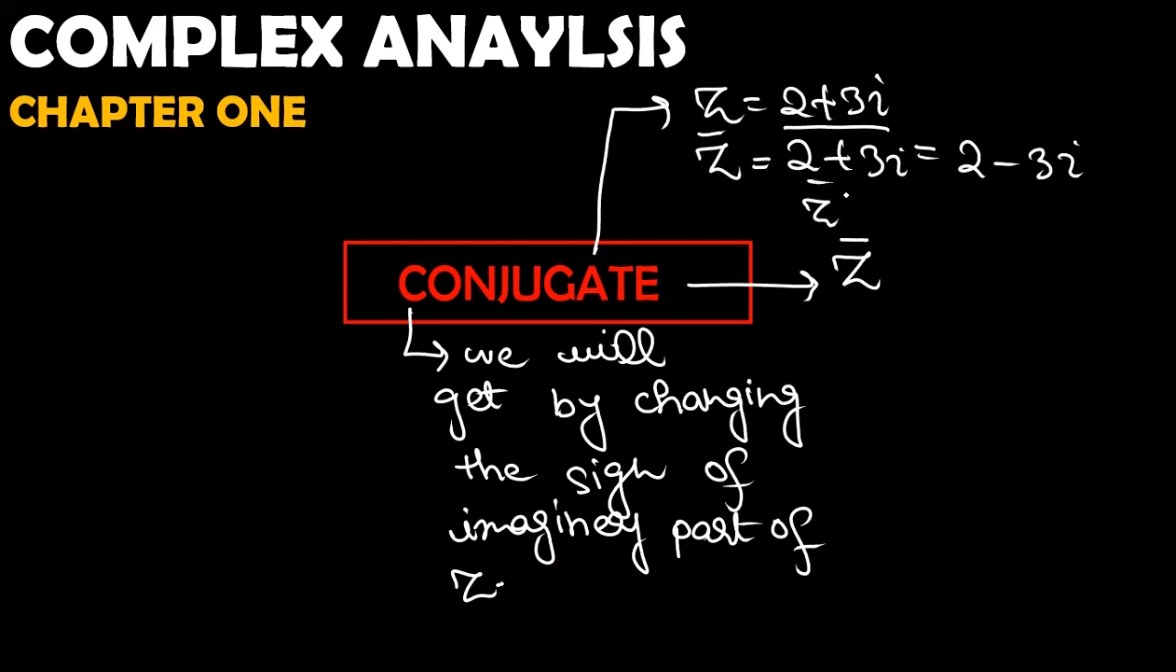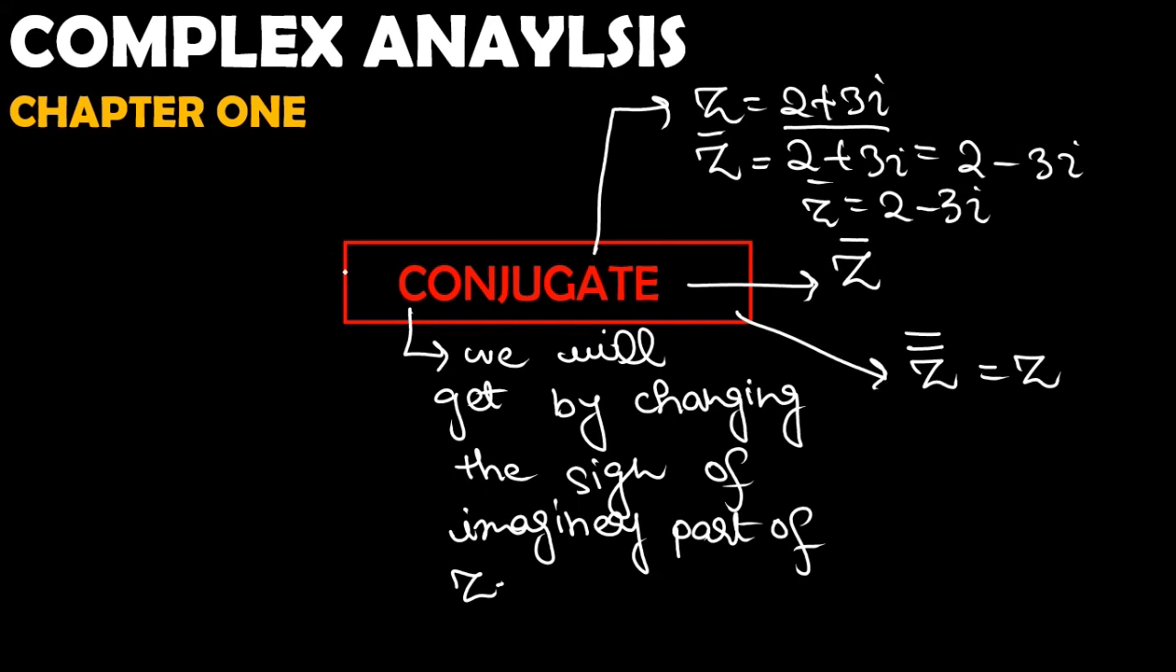So Z bar is equal to 2 minus 3 iota. You can easily see that z is equal to 2 plus 3 iota, but z bar, meaning the conjugate, is equal to 2 minus 3 iota. So this is the method you can use to take the conjugate of complex numbers. If you take the conjugate twice, we will get back the original number. If I again take the conjugate of it, I will get back this number. This is a very important property of complex numbers.